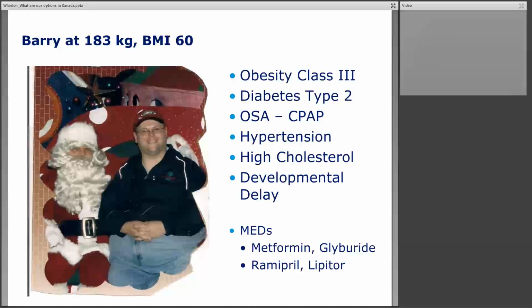Now, I'm going to end with a case. Now, this is a case of a patient who weighed 183 kilos. 183 kilos works out to about 400 pounds. His BMI was 60, so that's in the morbid obesity range or the class 3 range. He had type 2 diabetes, obstructive sleep apnea, high blood pressure, high cholesterol, and developmental delay, which was relatively mild. Medication included metformin, glyburide, ramipril, and Lipitor.